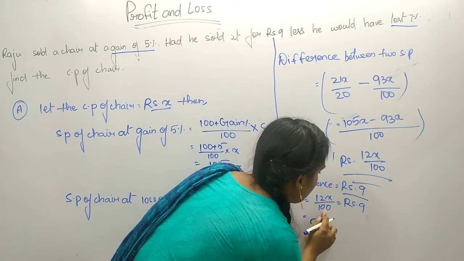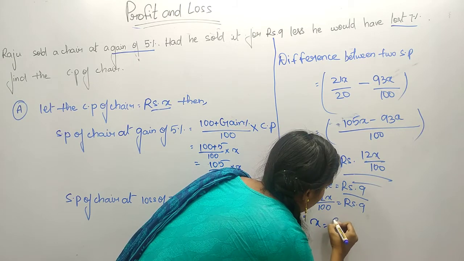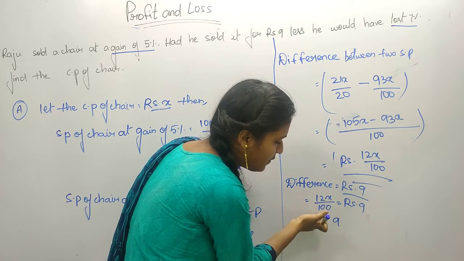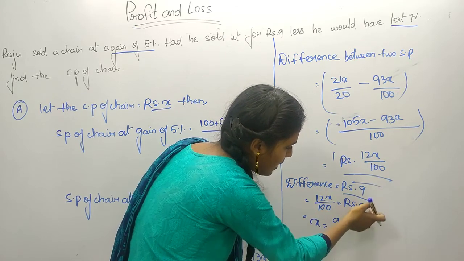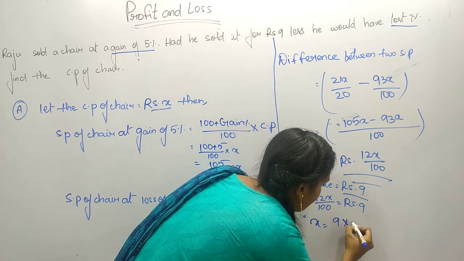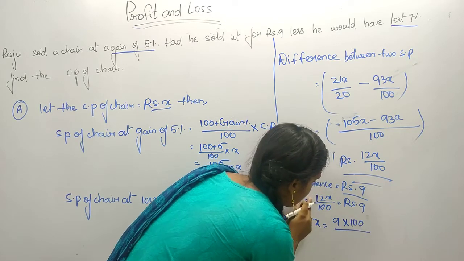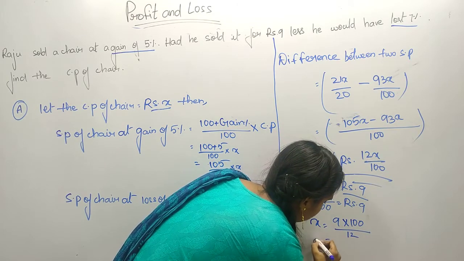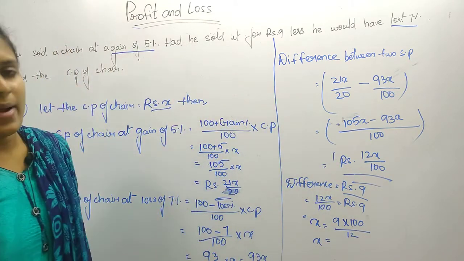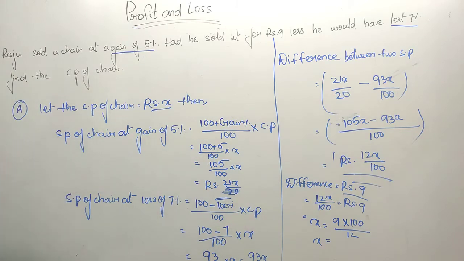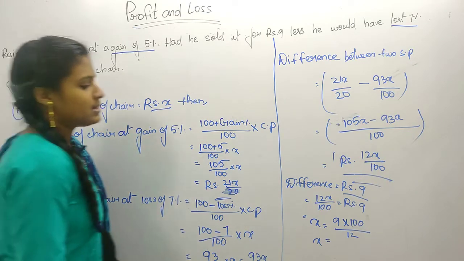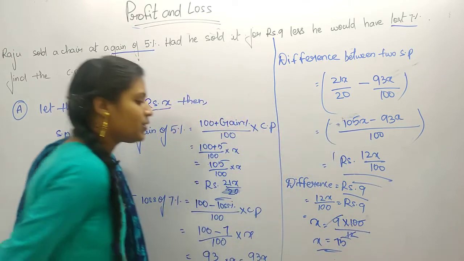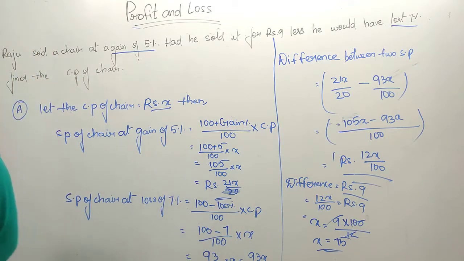X is equal to, when this 100 comes here, it multiplies. Here 12x by 100 is in divisional form. When it comes to this side, it becomes multiplied, and 12, when it comes down, it will be divided. Then x, what answer will we get? 9 into 100 by 12. X is equal to 75. Okay, by solving all these, what answer did you finally get? X is equal to 75.